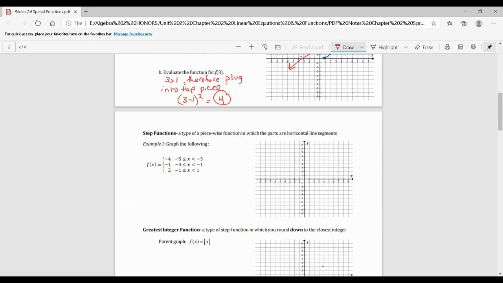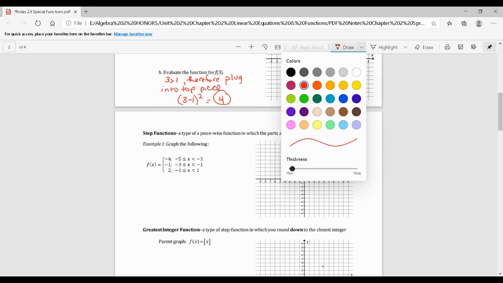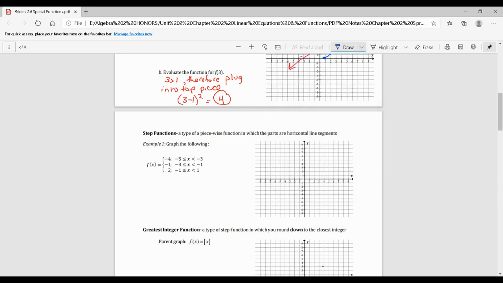Now let's look at a step function. A step function is a type of piecewise function, but it just contains a bunch of horizontal line segments, aka creating steps. So this is pretty straightforward. What it's saying here is that my graph needs to equal -4, so f of x, aka the y value. So if I go down to my y value of -4, my graph is going to be at -4 for x values that are between -5 and -3.